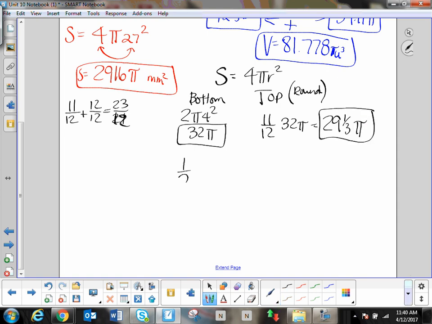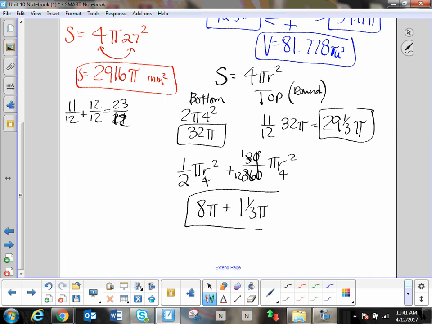So we got half of a circle plus, if you're not sure how you get 1/12, you take that 30 degrees over 360, and then you times it by r squared. Okay, and these are 4, so we've got 16 over 2, which is 8 pi, 1/12. What's 16 over 12? 1 and 1/3 pi. And those are all the little portions of a circle.